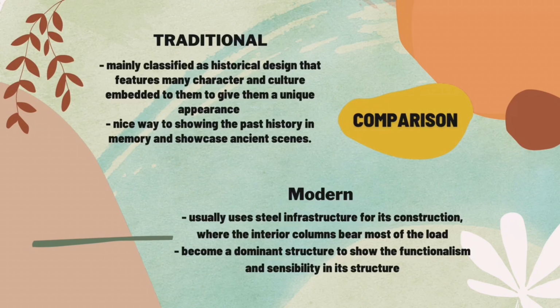Modern architecture usually uses steel infrastructure for its construction, where the interior columns bear most of the load. In the modern architecture of today, there are many materials that the architect can use to create different effects on a building. For many years now, modern architecture has become a dominant structure to show the functionalism and sensibility in its structure. Generally, modern architecture design is simple, serious, and has minimal accessories.